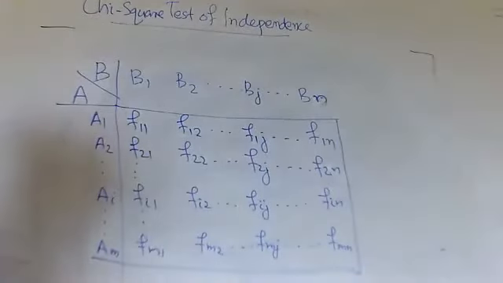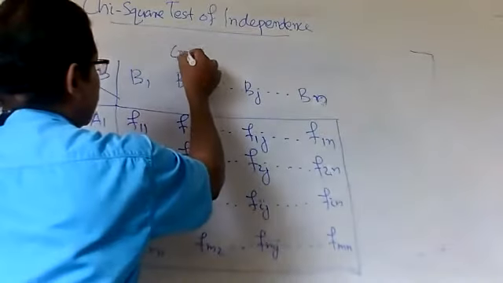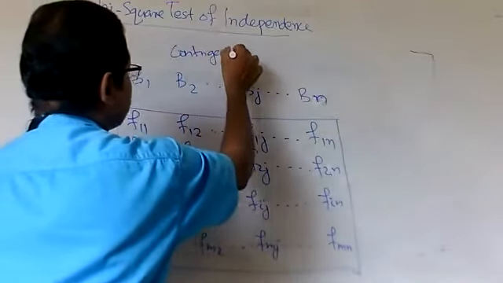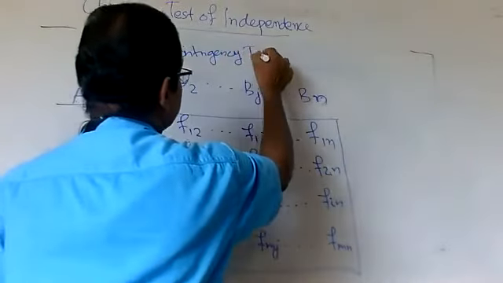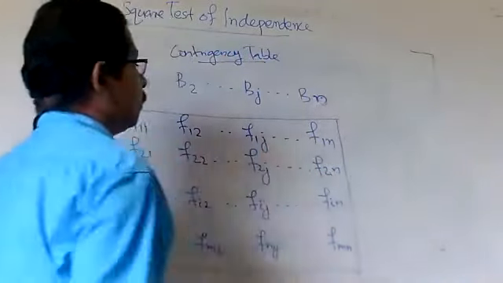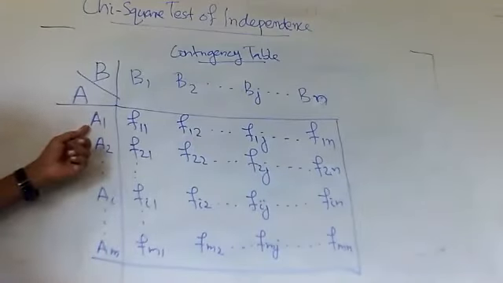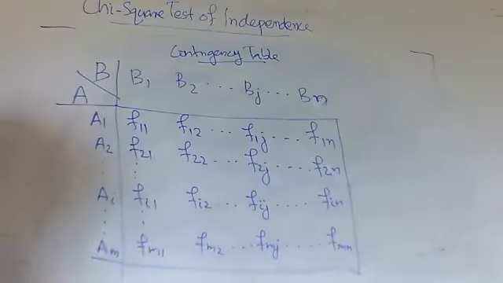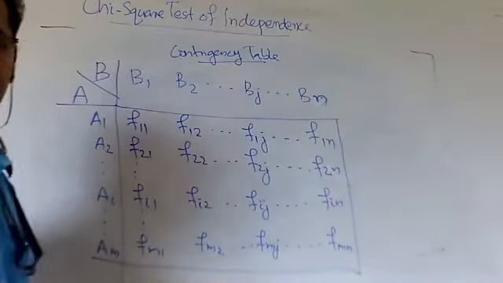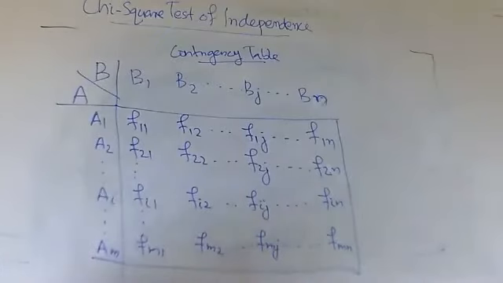So this table is called a contingency table. This type of representation is called a contingency table. It is just like an m by n matrix. Now for the first row we denote the row total.